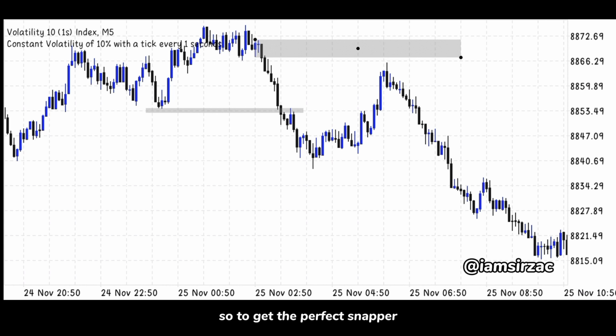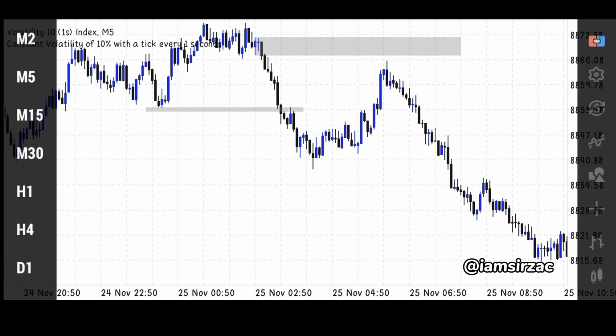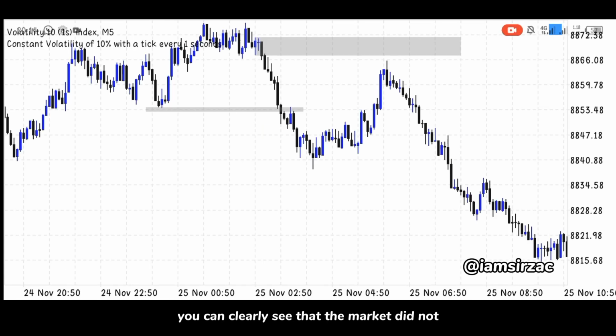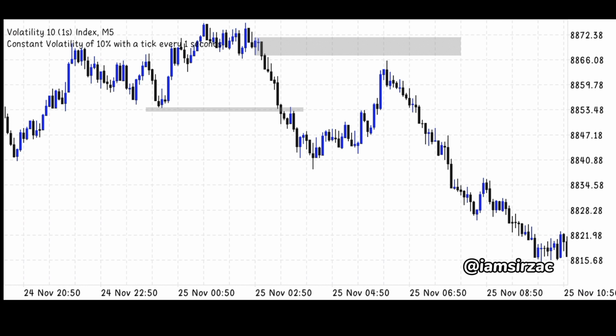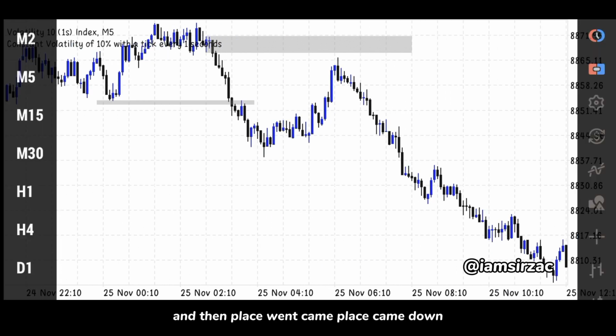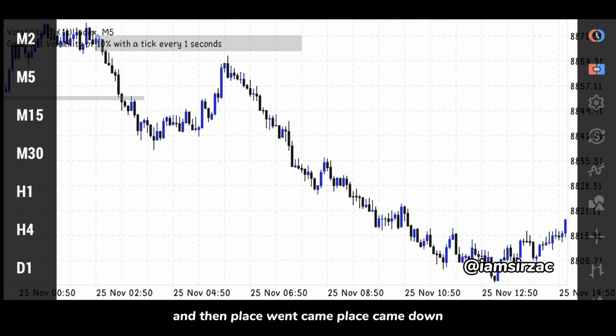So to get the perfect sniper entry, you need to put your entry a bit below the order block and your stop loss a bit above, so that, like in this case, you can clearly see that the market did not touch the order block, but it touched near it and then went back down. So that's how I entered the sniper, and then price came down free falling and it hit my take profit.